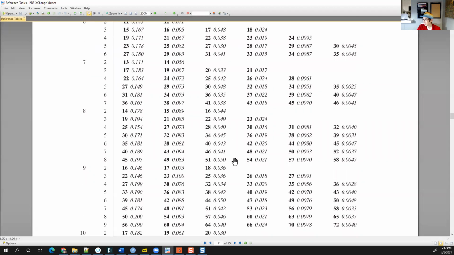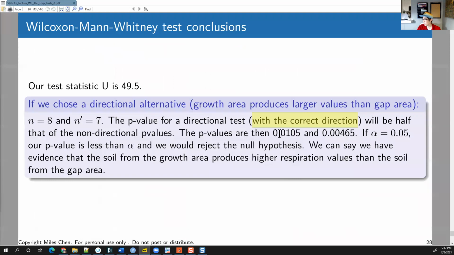And so here we're at 8 and 7. We're going to take these numbers. We divide 0.021 by 2 and 0.0093 by 2. And so you get values like 0.0105, around 1%, and basically 0.00465, a little bit less than 1/2 of 1%. So if we have alpha equal to 5%, again, our p-value is going to be less than that. We would reject the null hypothesis. And we say we have evidence that soil from the growth area produces higher respiration values than soil from the gap area in the forest.